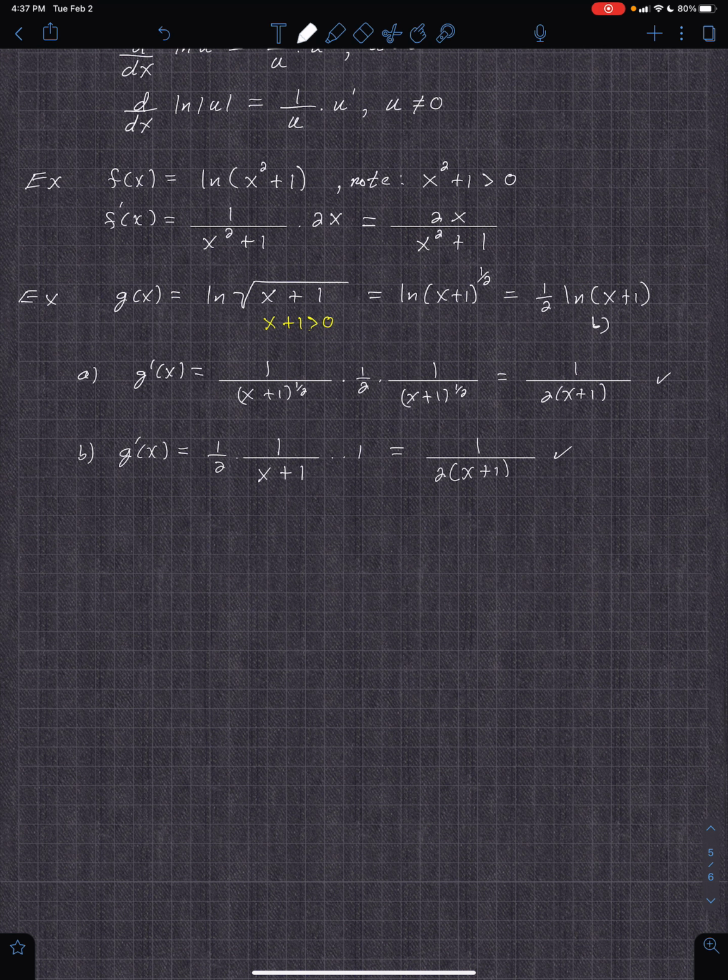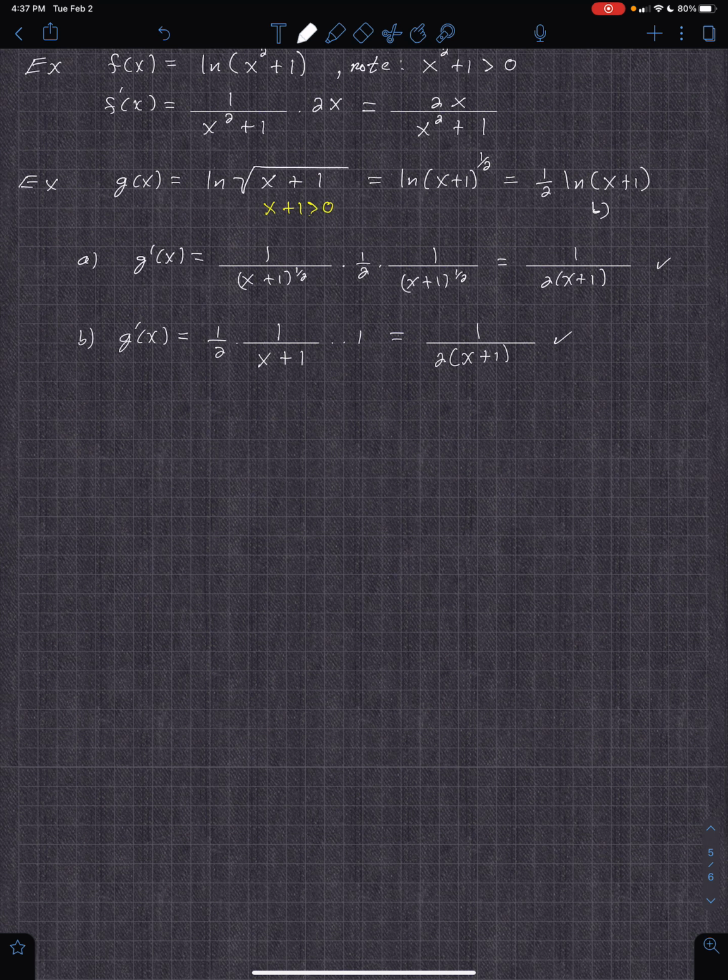Okay, so next one, this is simplifying a lot first. So let's do this guy. Okay, suppose you have y equal to ln cube root of x squared minus 1 over x squared plus 1. So you don't want to just start taking derivatives. That'd be ridiculous. So simplify that a little bit first.